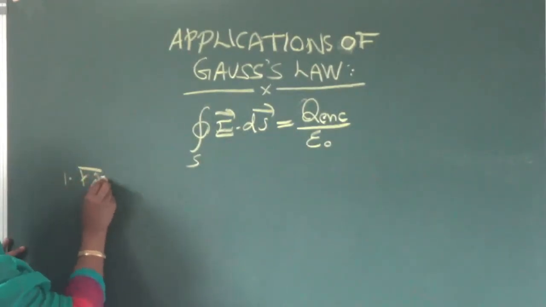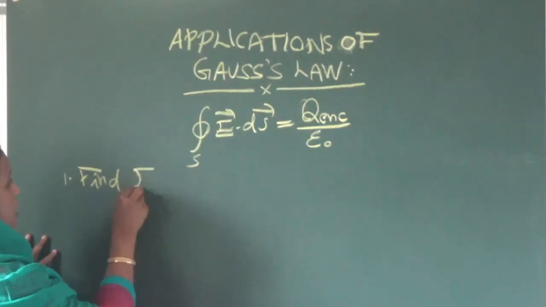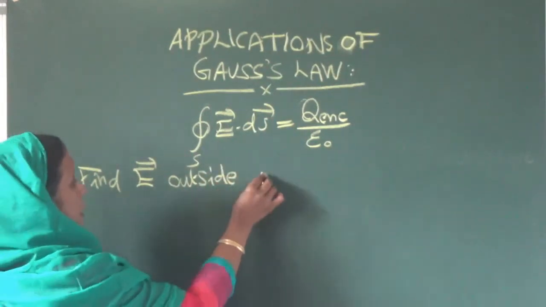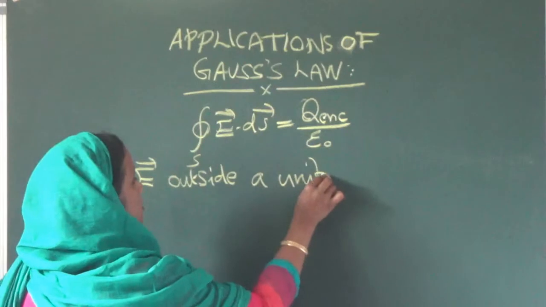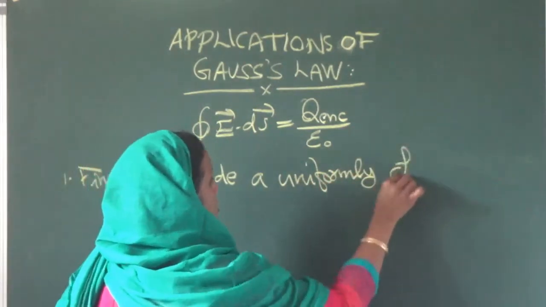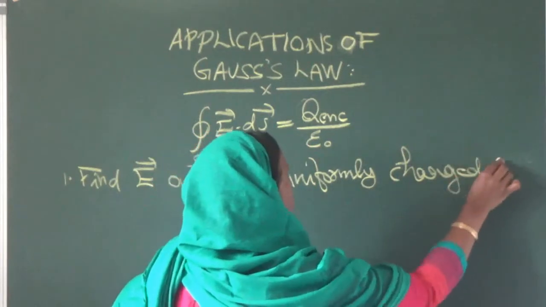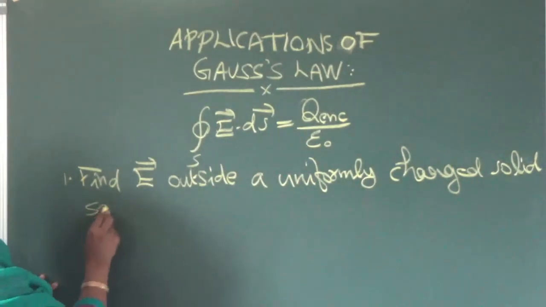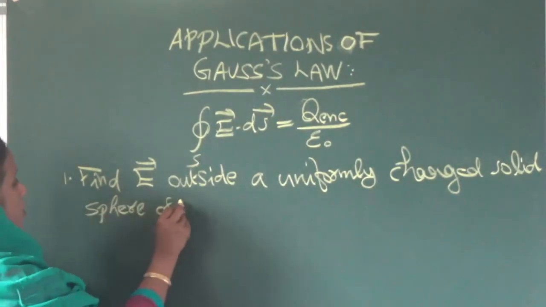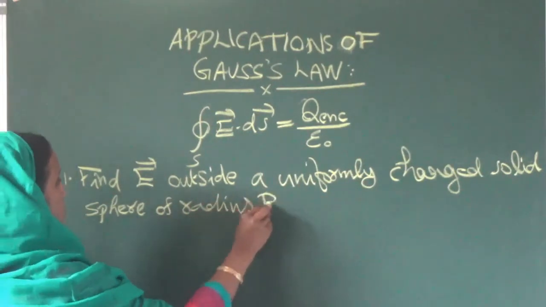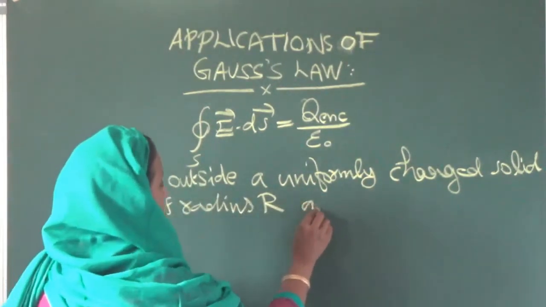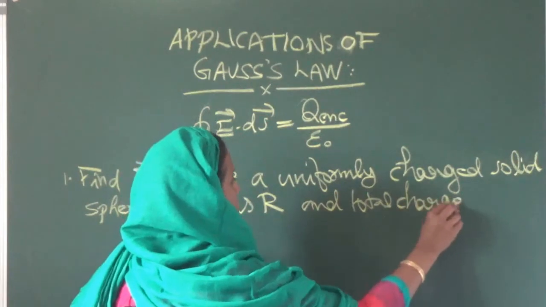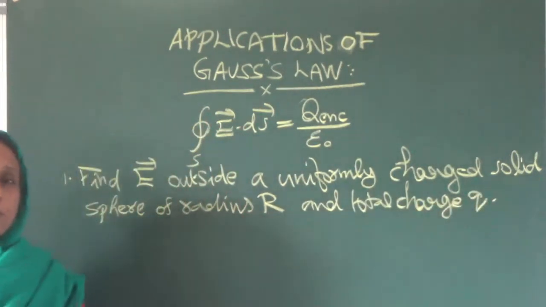Find the electric field outside a uniformly charged solid sphere of radius capital R and total charge Q. Okay, total charge Q. This is the problem.